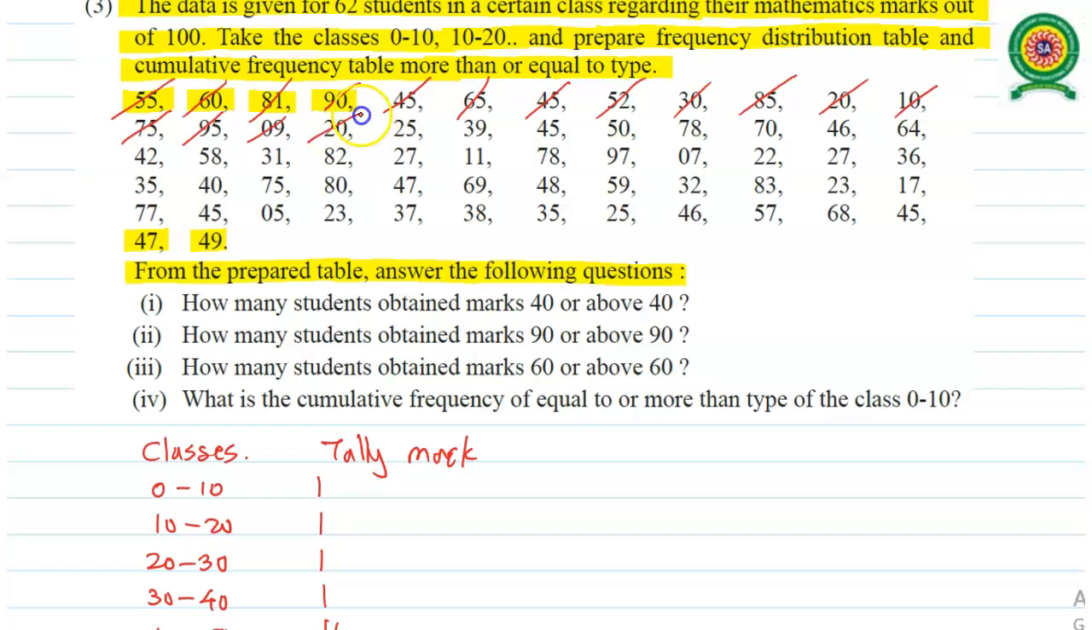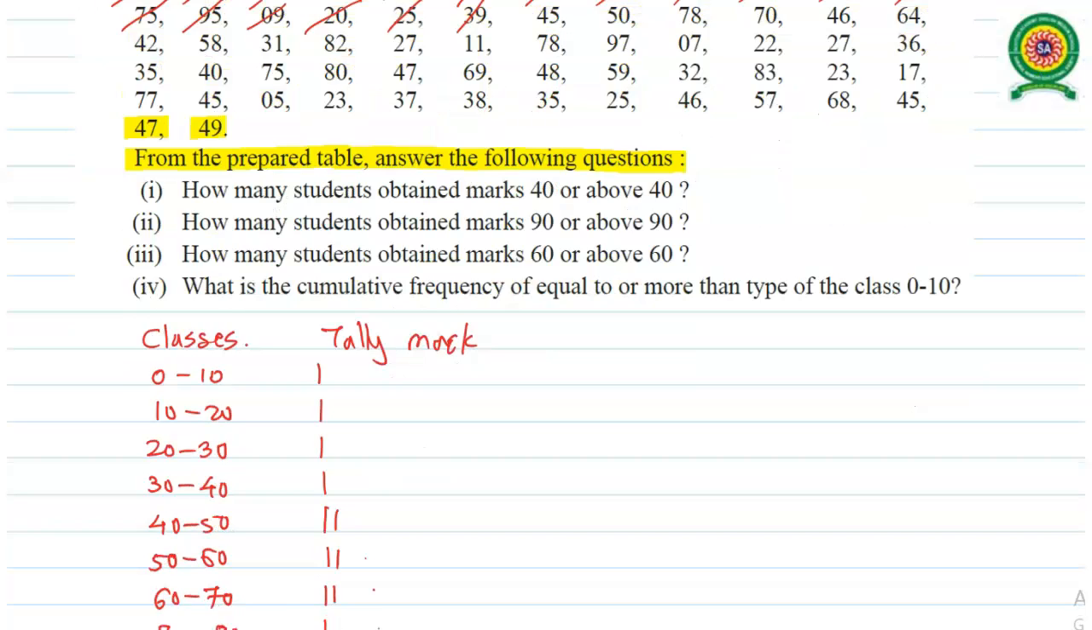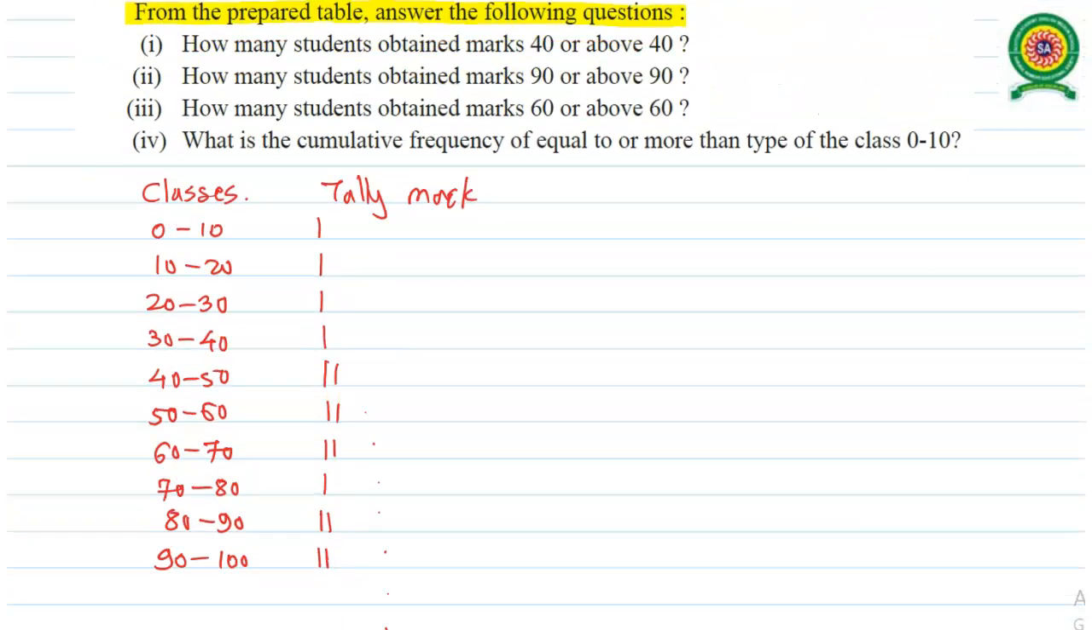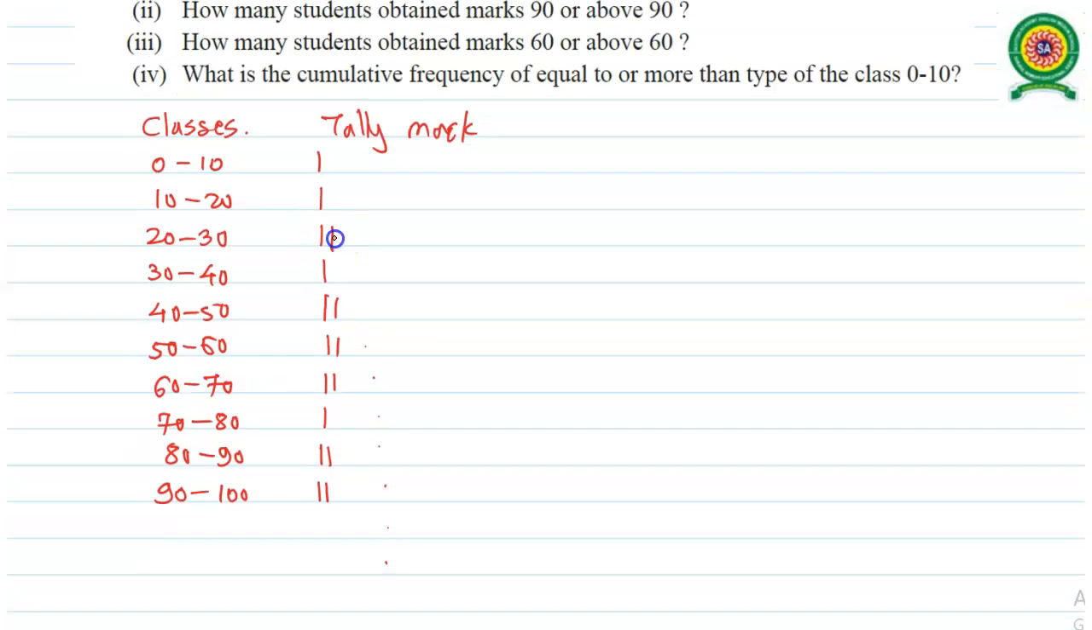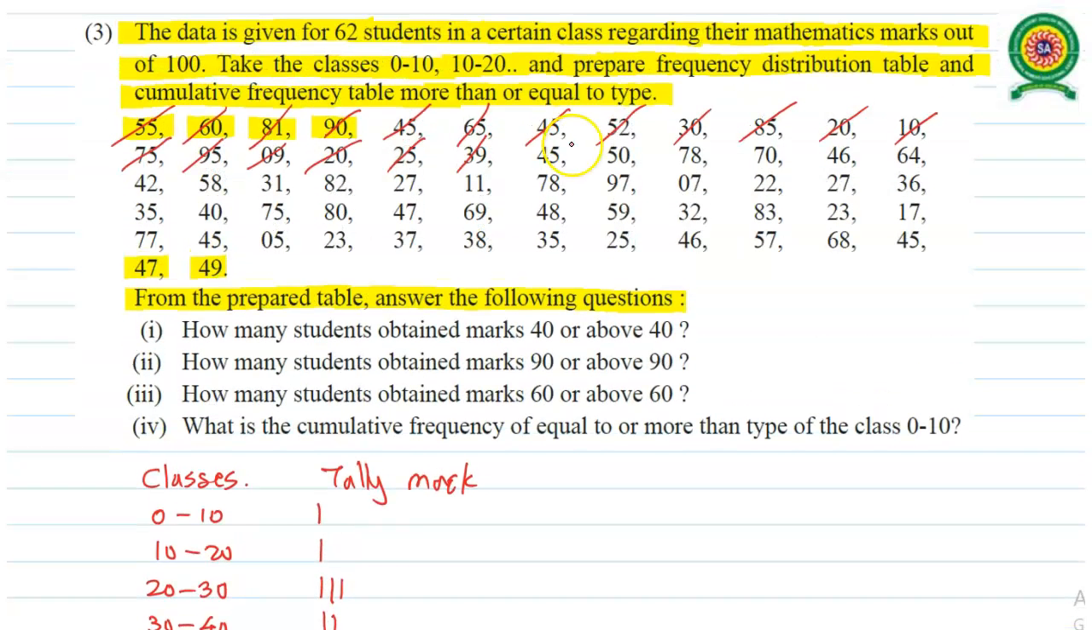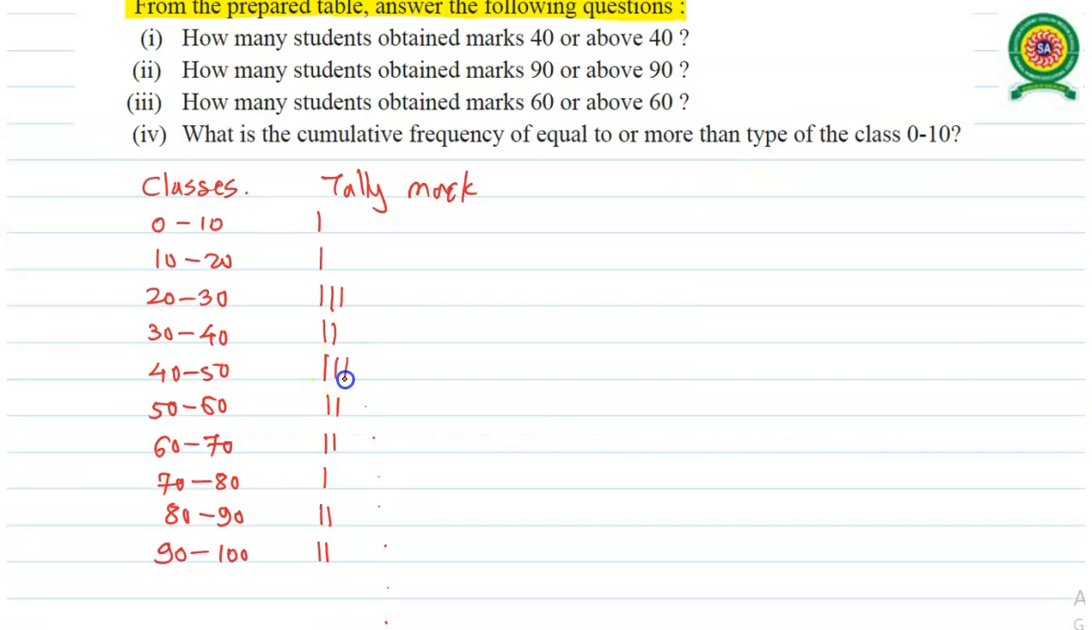Next to it we have a 20, 25, 39. So first we have the 20 comes in the class 20 to 30. Next to it we have a 25. So same class 20 to 30. And next to it we have a 39 in the 30 to 40. After that we have 45, 50, 78. So 45 comes in the class 40 to 50. 50 comes in the class 50 to 60. And 78 comes in the class 70 to 80.